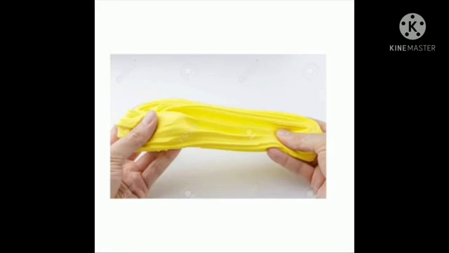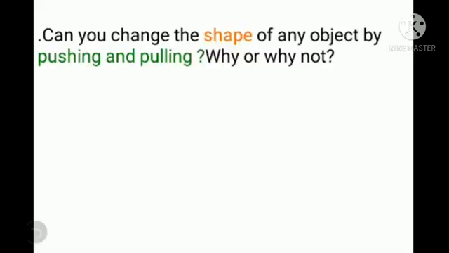Bending and rolling can use both push and pull. You can tell this answer, children. Can you change the shape of any object by pushing and pulling? Why or why not? Once again, see the question. Can you change the shape of any object by pushing or pulling?